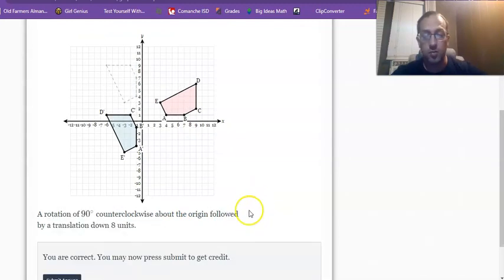And there it is. So that works. It's good. You are correct. You may now press submit. I am not going to press submit because I want to look at some other things. Okay, so I'm going to refresh. So this was a rotation 90 degrees counterclockwise and then a translation 8 units down.